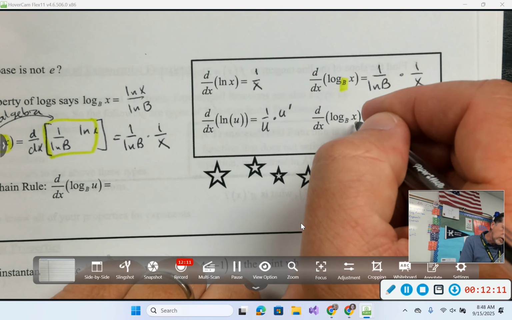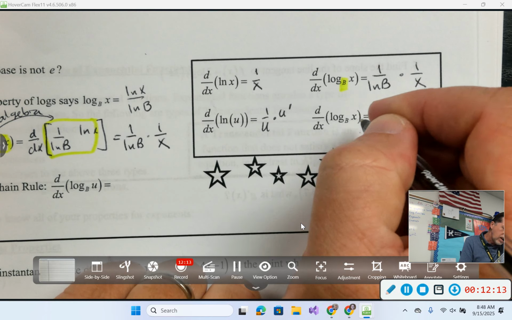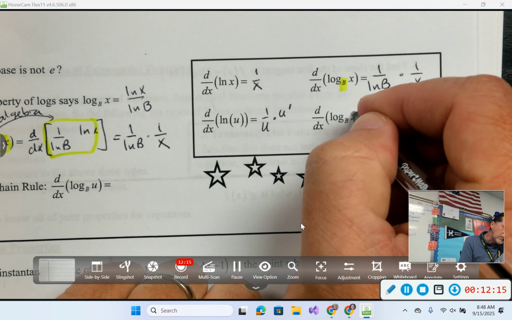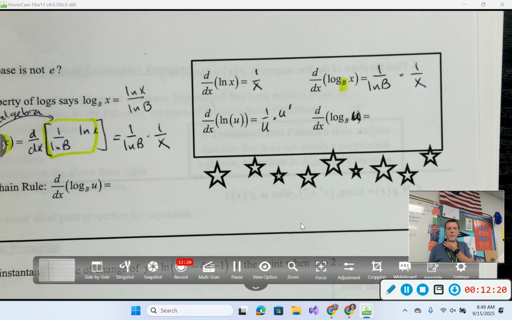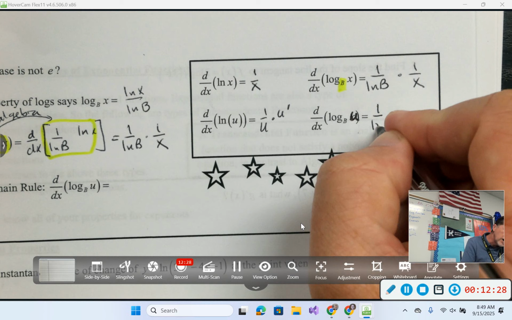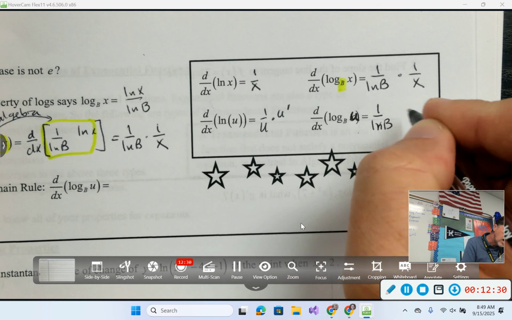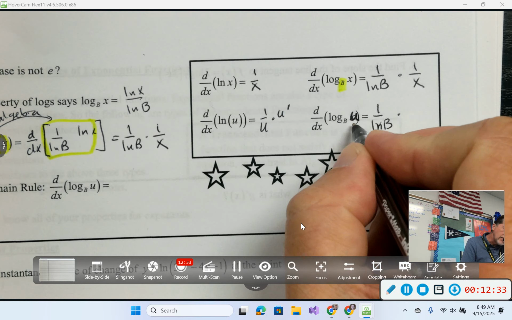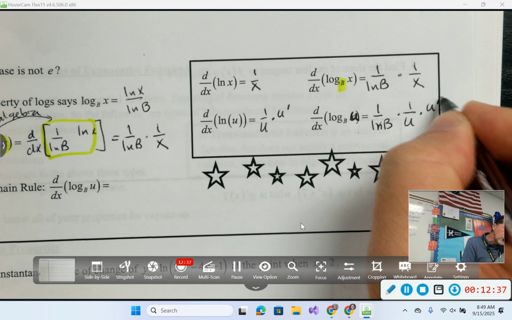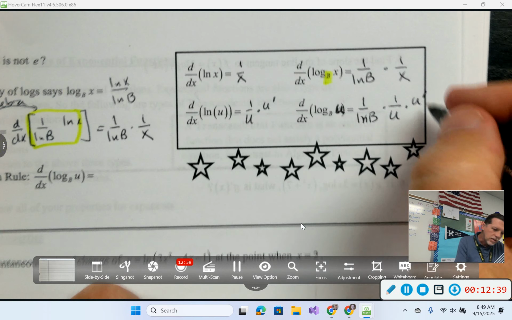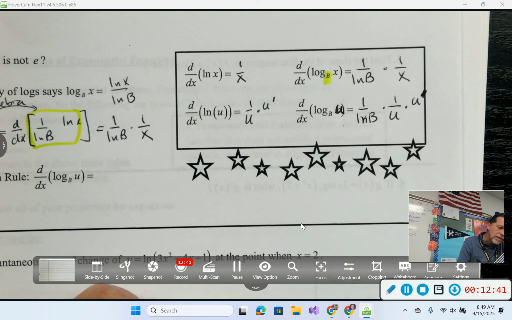And this last one, that's the same one. That should be a u. That's why that doesn't look right. Put a u there. So it's going to look similar to that previous one. Still 1 over natural log b. And then the derivative of logs is 1 over u. And then the chain rule is u prime. Can't see my prime very well.